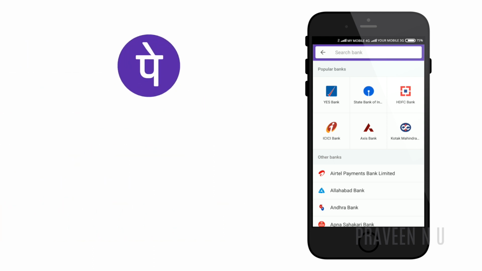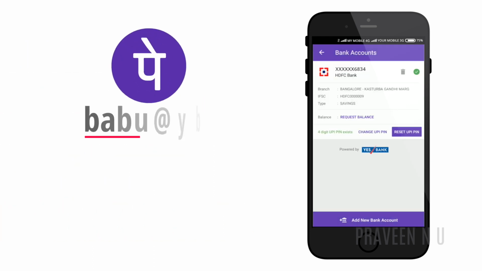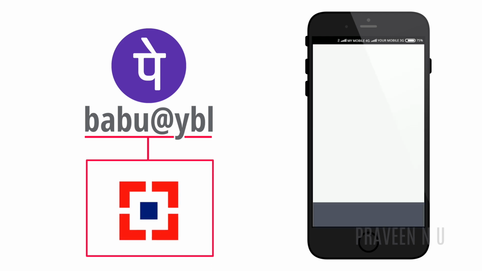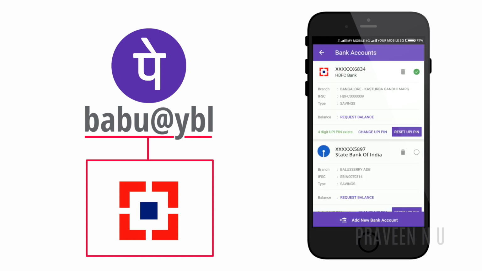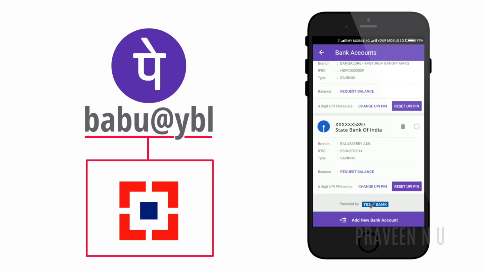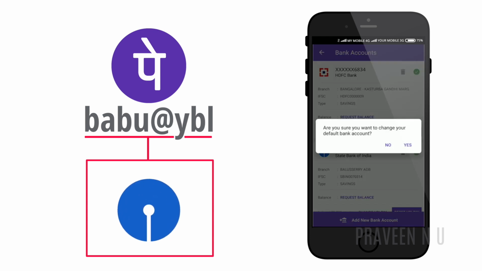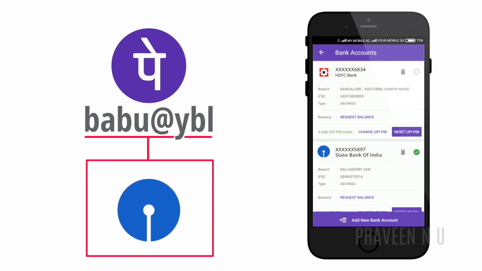For example, we created a VPA called Babu at YBL in the PhonePe app after linking to an account in Bank A. After some time, if we want to change the payments to another bank B, we can just link the new bank account to the same UPI app. If we make this new account our default account, we can continue the UPI payment service with the same old payment address.